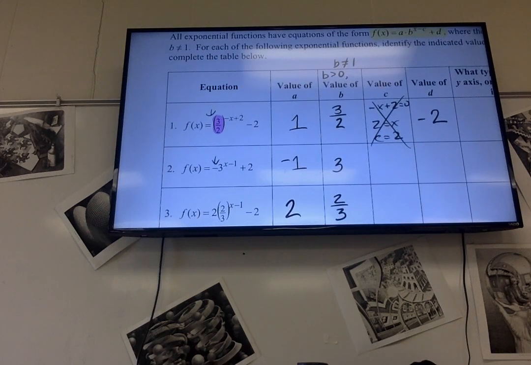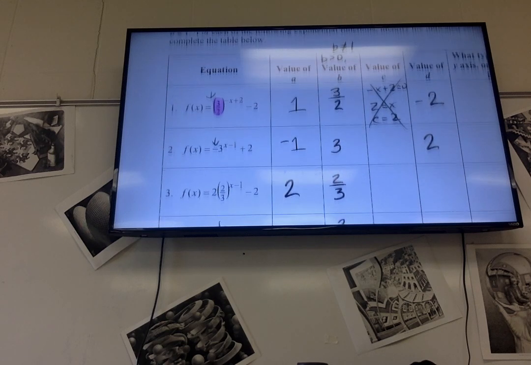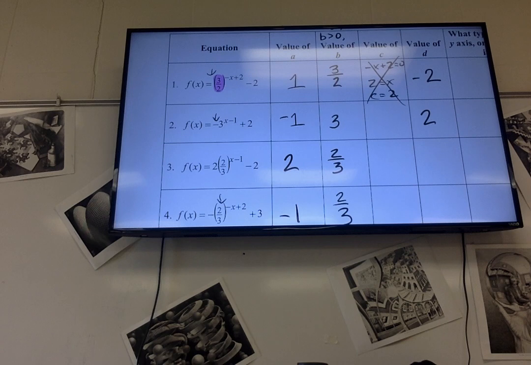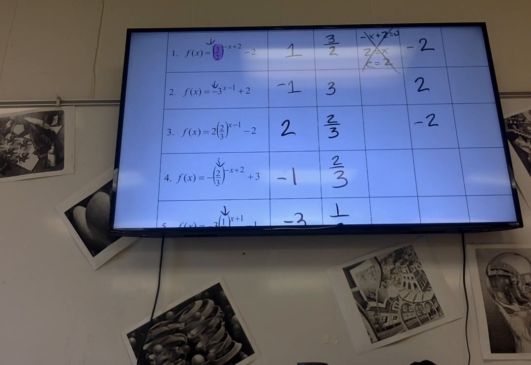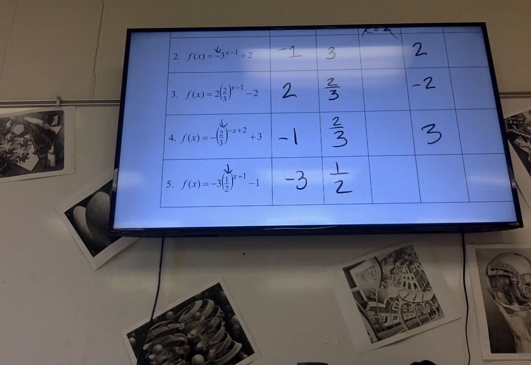All right. So for D, Emily, what about number 2? Yep. Number 3, Ashton. -2. You got it. Jaden, number 4. 3. Yep. And number 5, Sophie. -1. Yep. Questions on how to find A, B, or D?